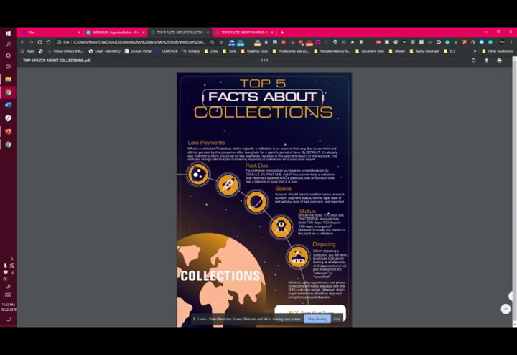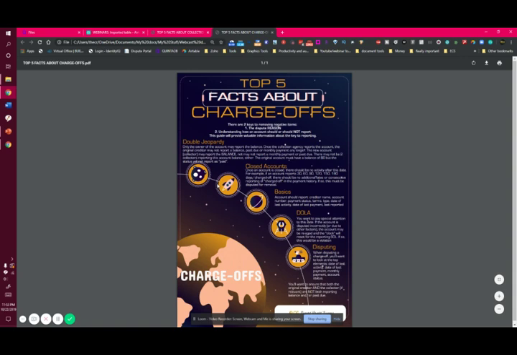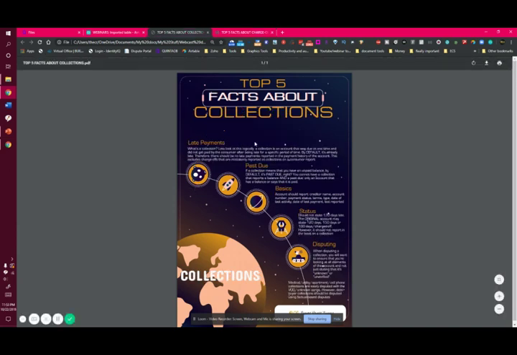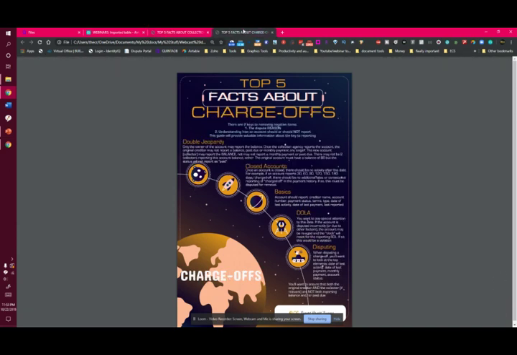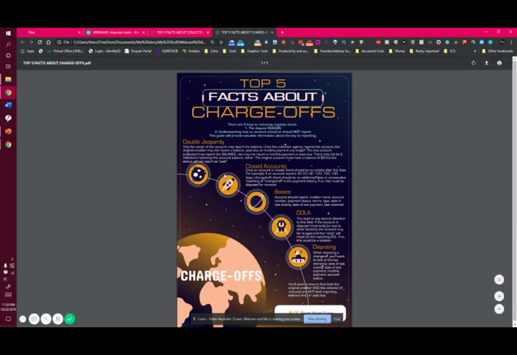Okay, so I'm going to show you very simply the top 5 facts about collections and the top 5 facts about charge-offs. For some odd reason, this top little paragraph did not show up on my collections slide, but it's basically what I just said. There are 2 key factors to removing negative items. Number 1, as you know, is the dispute reason. Number 2 is understanding how an account should or should not report.